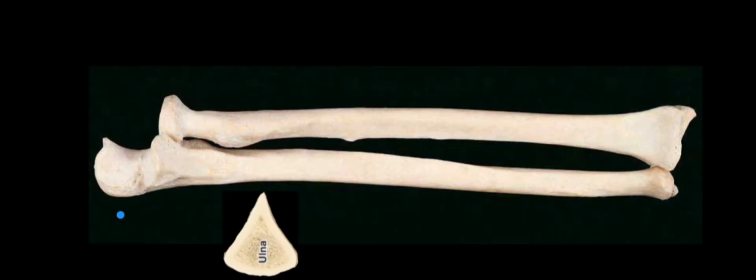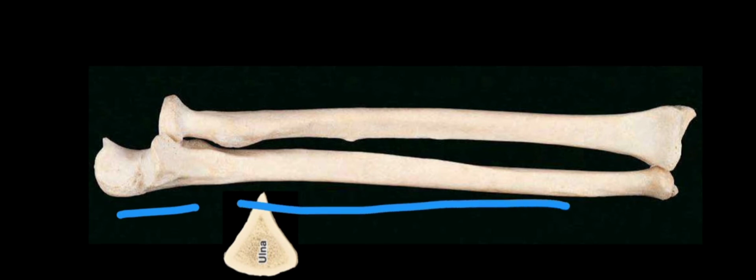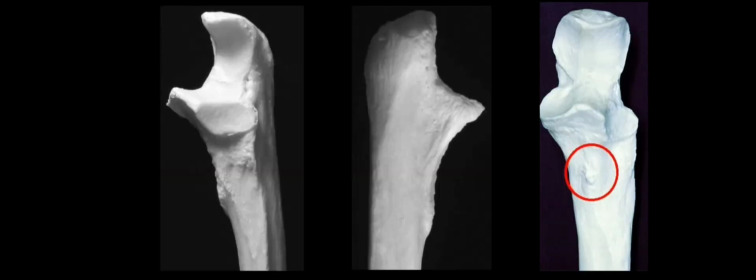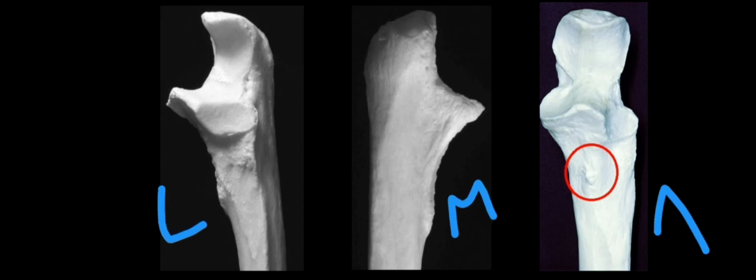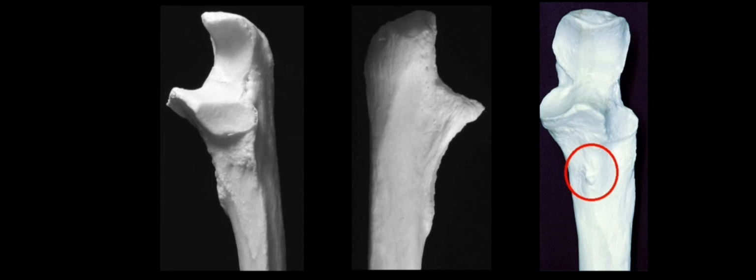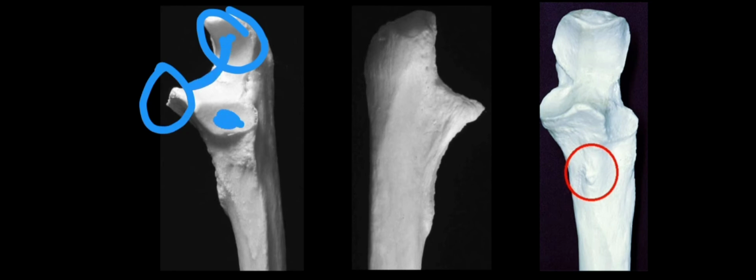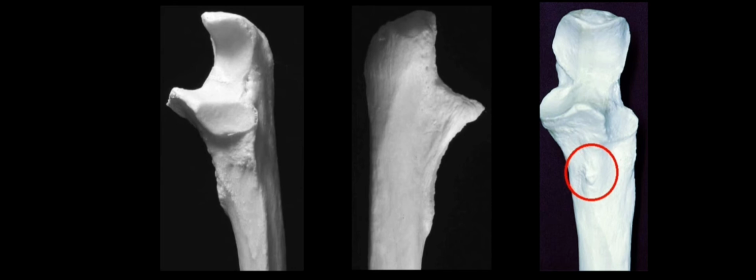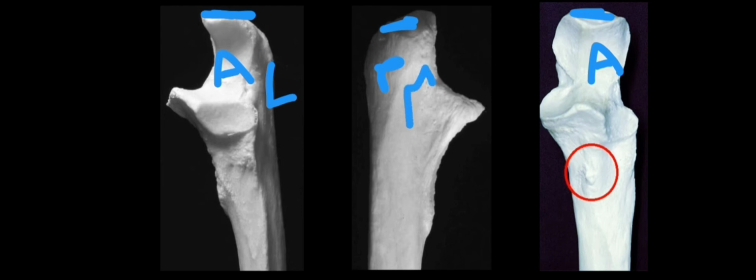Like other long bones, it has an upper end, an intervening shaft, and a lower end. This is the closer view of the upper end. This is the lateral view. This is the medial view, and this is the anterior view. It has two processes, the olecranon process and the coronoid process, and two notches, the trochlear notch and the radial notch. Coming to the olecranon process, it has five surfaces: the superior surface, the anterior surface, the posterior surface, the lateral surface, and the medial surface.